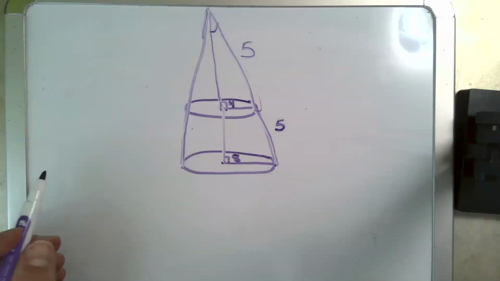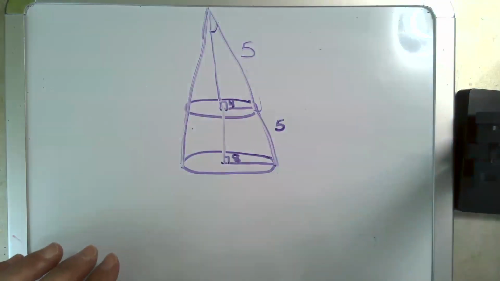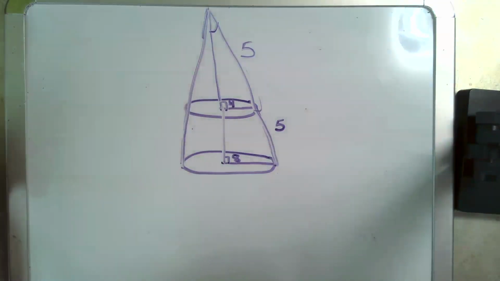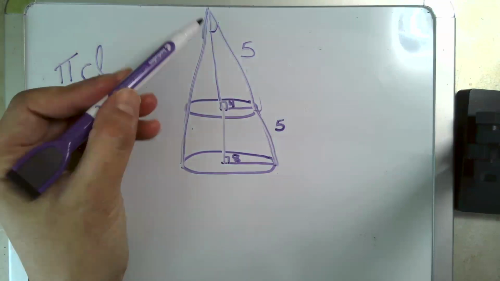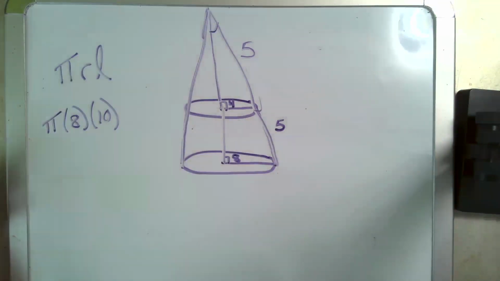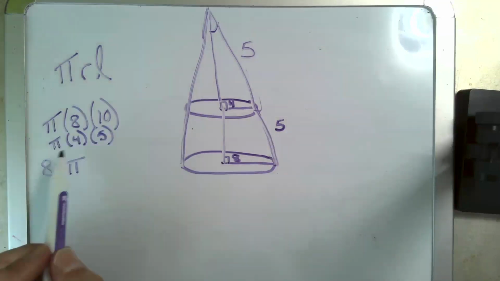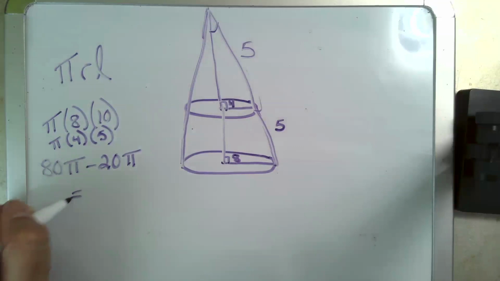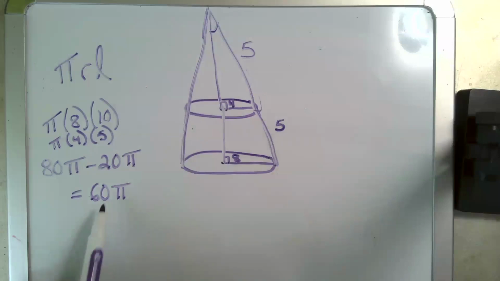Okay, now that we have that, we can find the sort of wallpaper of the first cone and subtract away the wallpaper of the little tiny cone. And the wallpaper of a cone is found with pi r L. So the big cone would be pi times 8 times 10. That's the big L, L is slant height, or 80 pi. And the wallpaper of the small cone would be pi times 4 times 5, or 20 pi. And when we subtract those, the wallpaper of the frustum, what's left, is 60 pi.